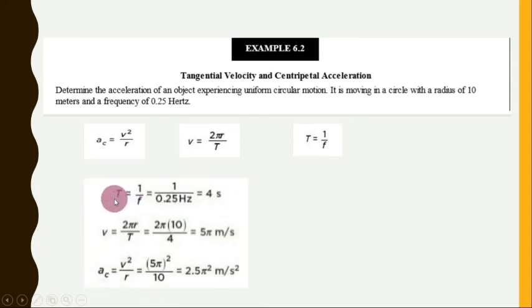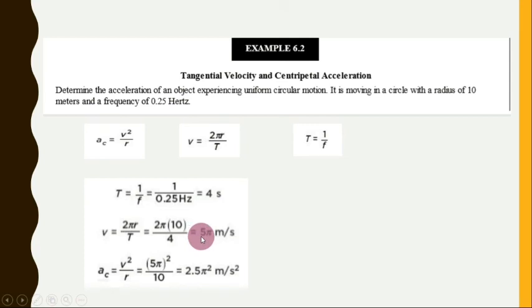The first thing, we find the period by dividing 1 over frequency. Here's the answer, 4 seconds. We substitute the period in this formula, 2 pi r over T. Here r is 10. So here's the final answer, 5 pi.